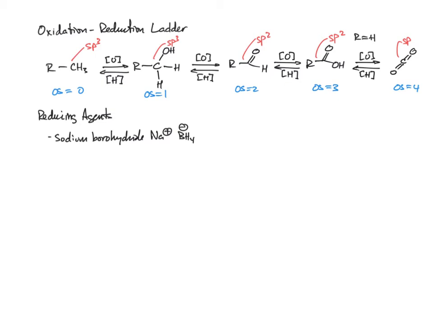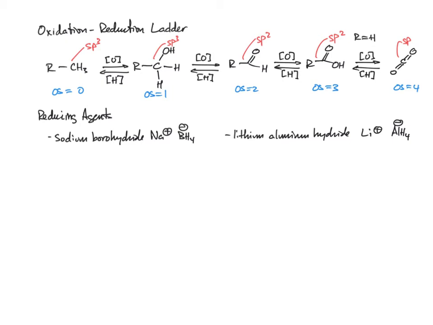So another reducing agent that's commonly observed is called lithium aluminum hydride. So we have lithium Li+. Aluminum is right below boron, so it's AlH4. So the aluminum is negative. Again, it's a salt, plus, minus. They balance each other out.